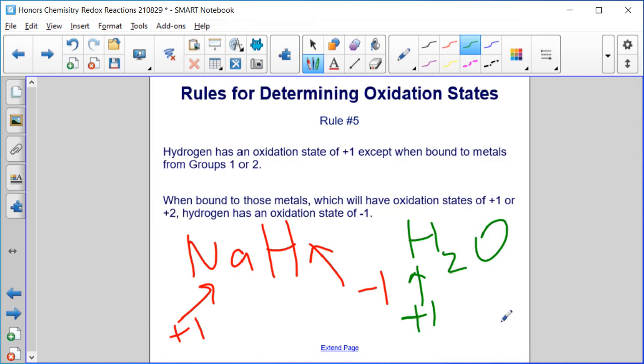Maybe you can think ahead. What do you think the oxidation state for this oxygen will have to be in order for the overall oxidation states to add to 0, which is the neutral water molecule?